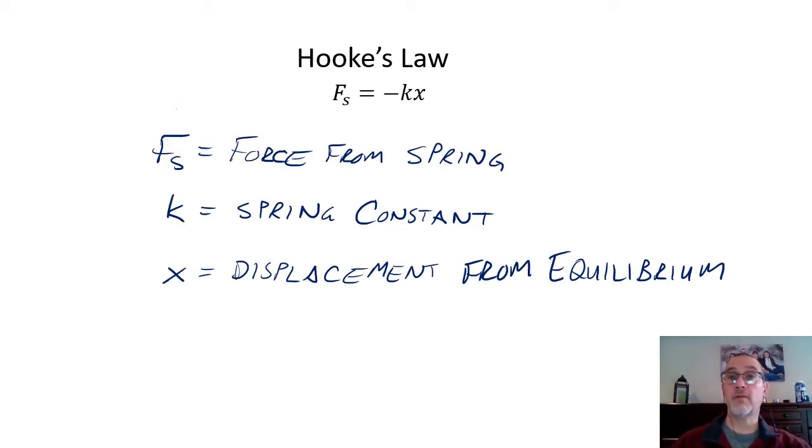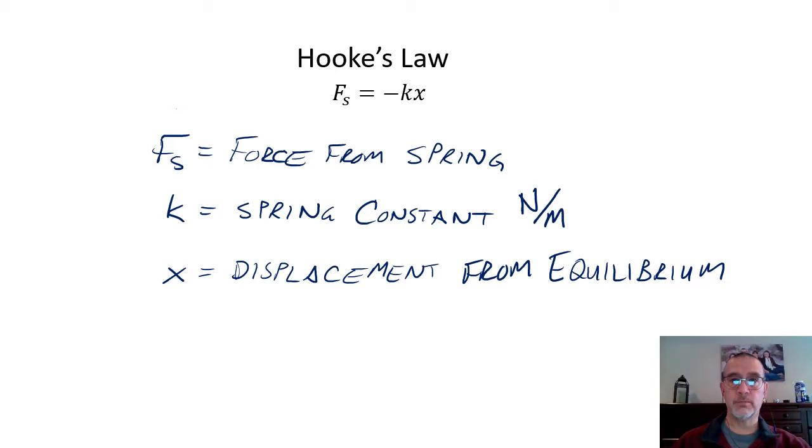Fs is the force from the spring. It's the force that the spring responds with when you change the length of the spring. K is the spring constant of the spring. It's a measure of just how stiff or loose or stretchy a spring can be, and it is usually given in units of newtons per meter, but occasionally you'll see newtons per centimeter. And x is the displacement from equilibrium.